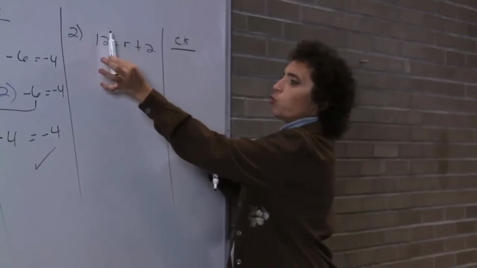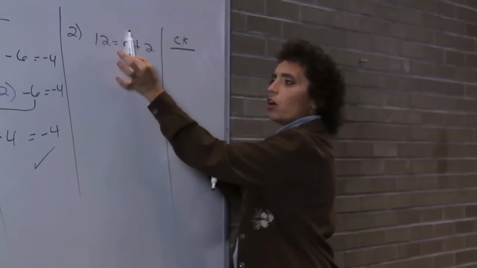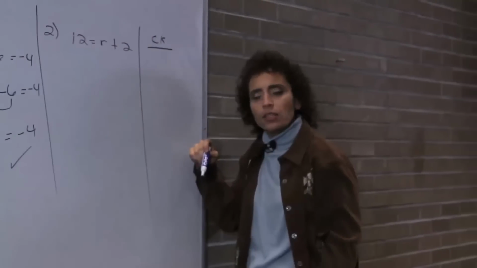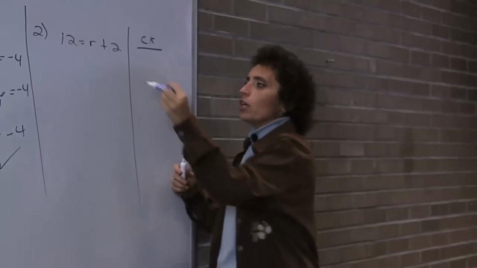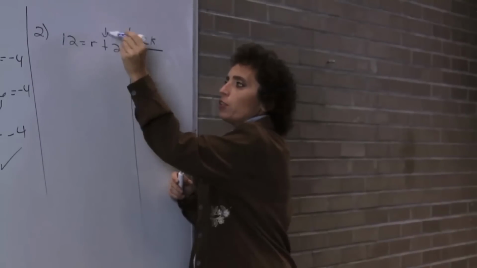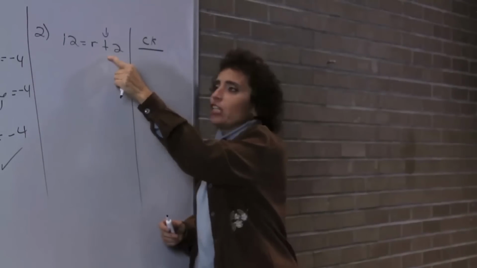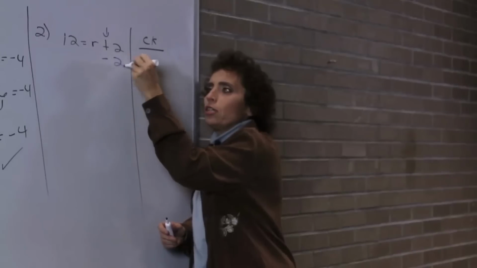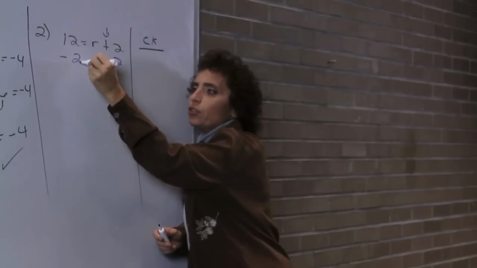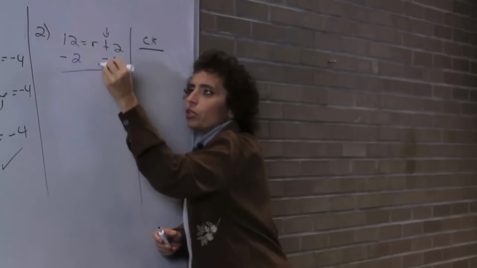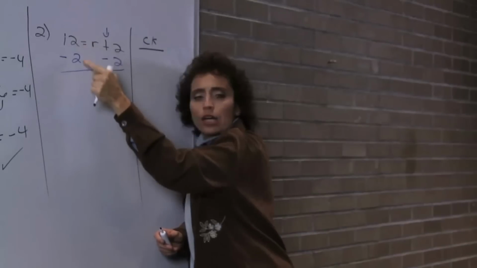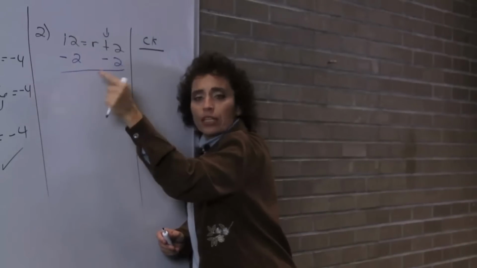Okay, I'm not going to move the 12. He's alone. I'm not going to move the R because there's no R on that side. Okay, so I'm getting rid of the 2. How do I get rid of the 2? Well, I have to use the opposite operation. The opposite of addition is subtraction. But whatever I do to one side, I have to do to the other side of the equal. Think of the equal as a wall. I have to do to the other side, to keep the scale in balance.